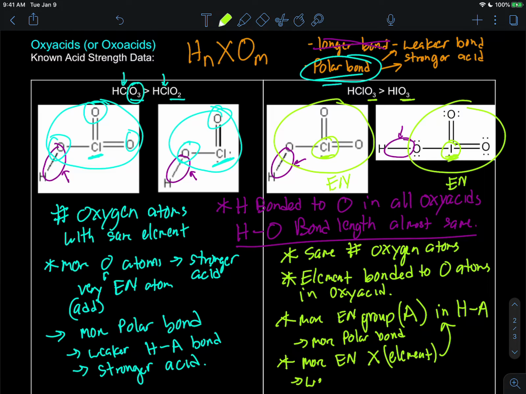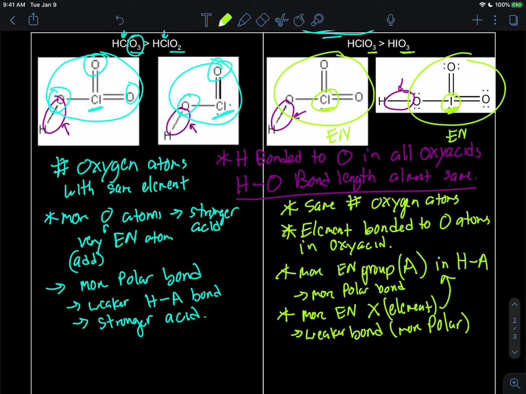Again, more of a polar bond. And because that leads to a weaker bond, that's going to lead to a stronger acid. So now we see, hopefully we had a chance to investigate the relative strengths of these two types of acids, oxyacids and binary acids. And we see there's something that's very different about them.